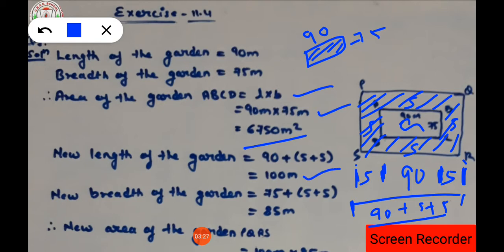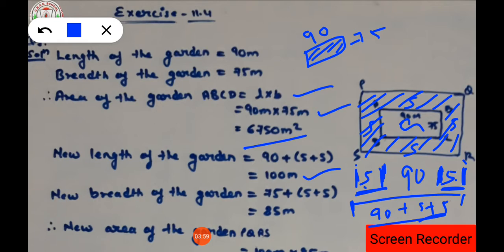So have you understood why we added 5 plus 5? Because the road 5 meter wide is drawn outside the garden. That's why 5 is being included. From here to here it is the actual length, but this is the road and this is also the road. So this 5 and this 5 are going to be added with the 90. So the new length of the garden including the road will be 100.